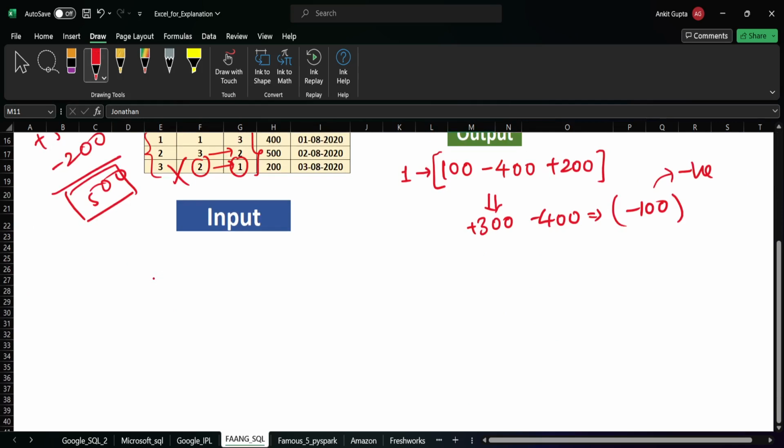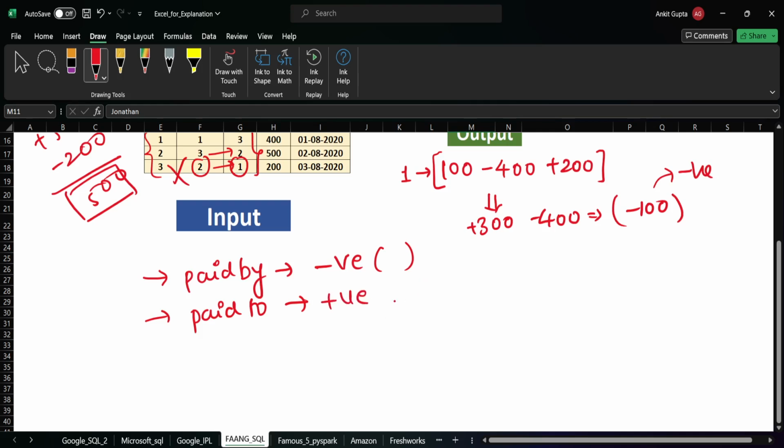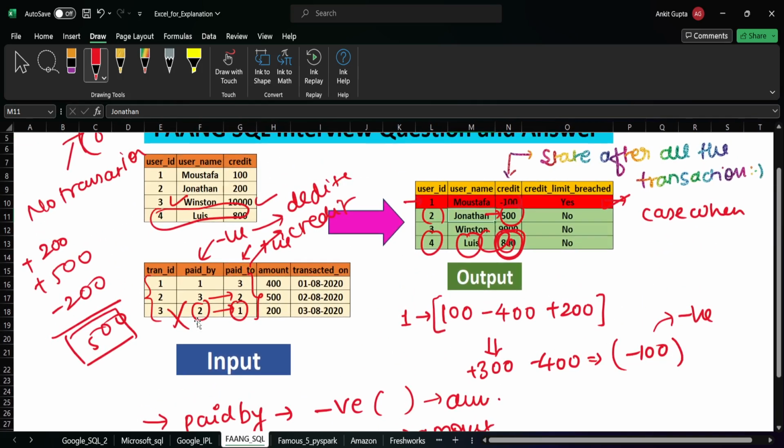So to approach this problem, here is the observation we can get. Wherever it is paid by, the amount should be negative, because this is the debit case. Similarly, wherever it is paid to, the money is getting credited, so this should be a positive value. The amount column should be positive for paid to, and negative for paid by. So these two are done. At the end, we need to find the final credit score.